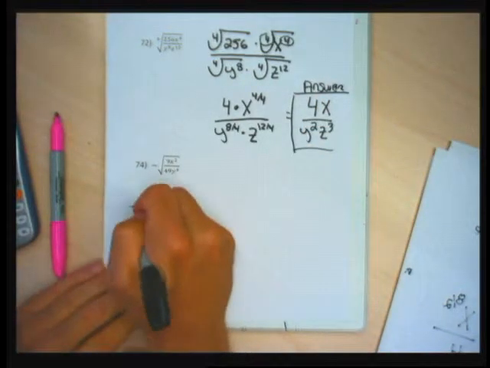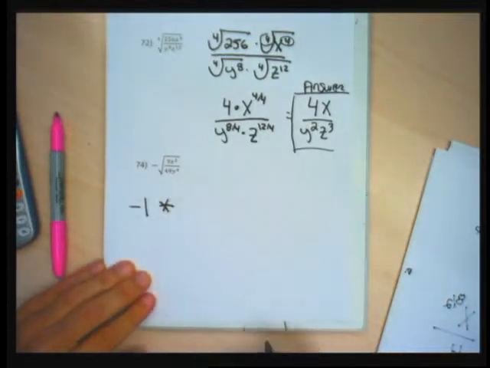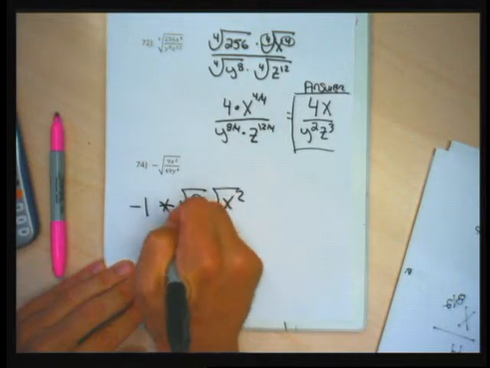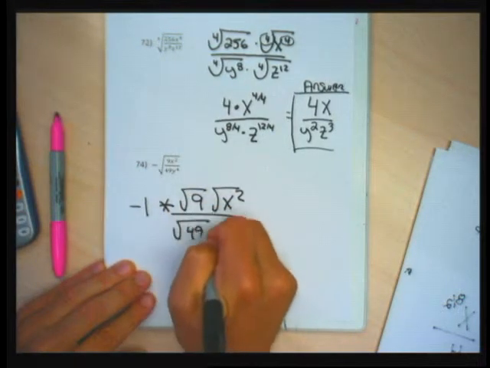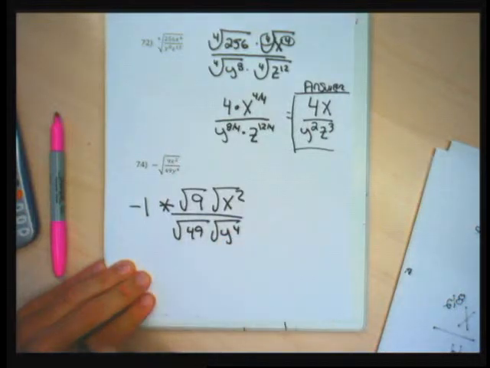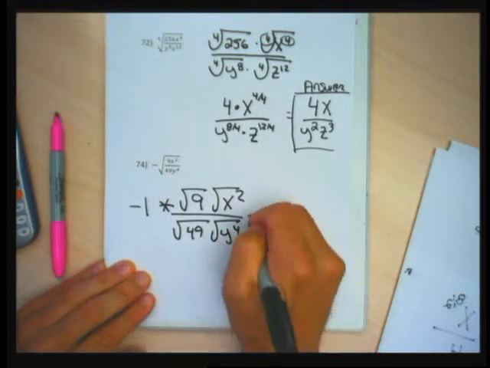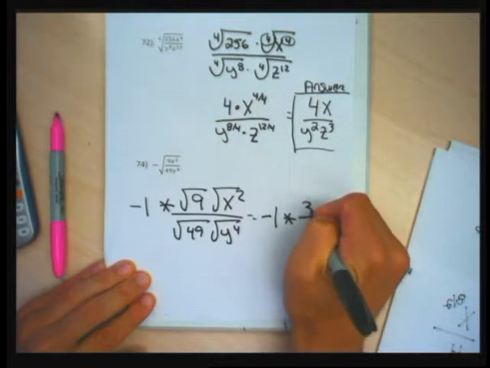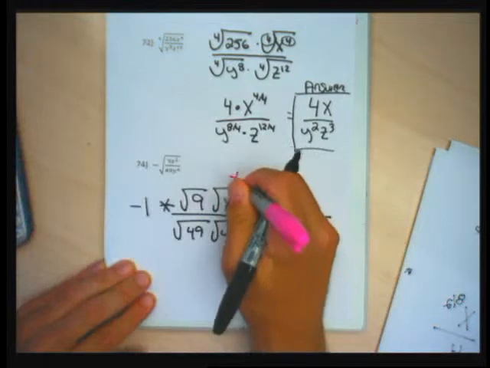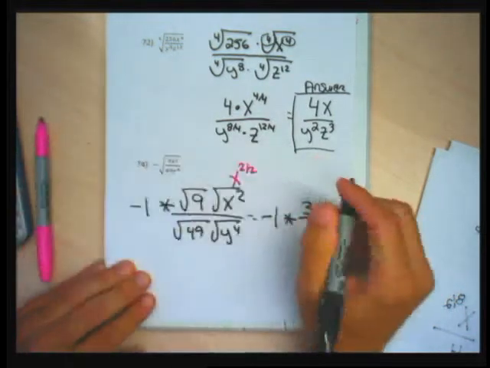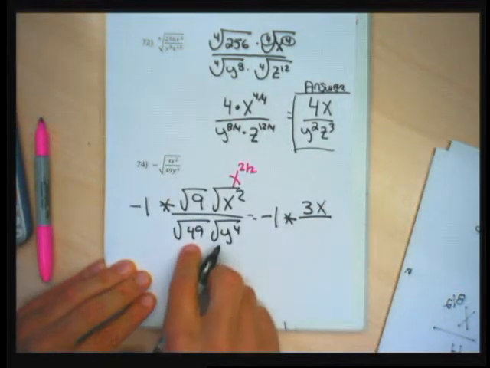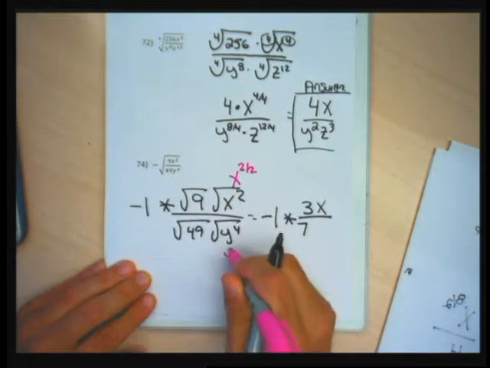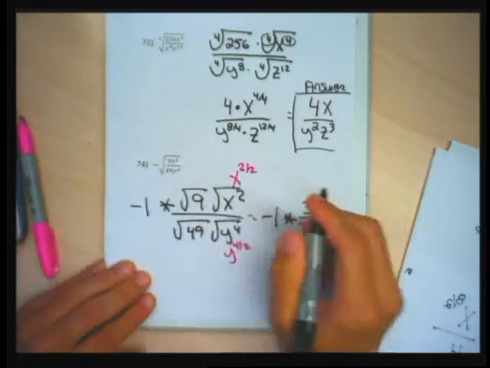74, I have to treat this as -1 times, and then I'll do the square root of 9, the square root of x squared, the square root of 49, and the square root of y to the 4th. So this is going to be -1 times square root of 9 is 3. For the x, I'm going to divide the exponent by 2 and get x to the 1st. In the denominator, the square root of 49 is 7.